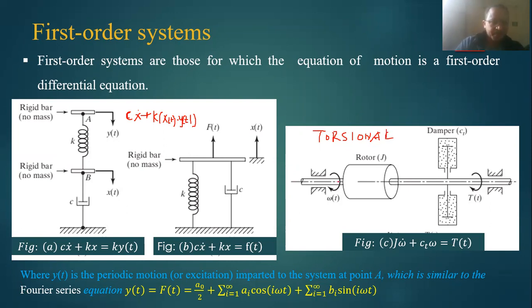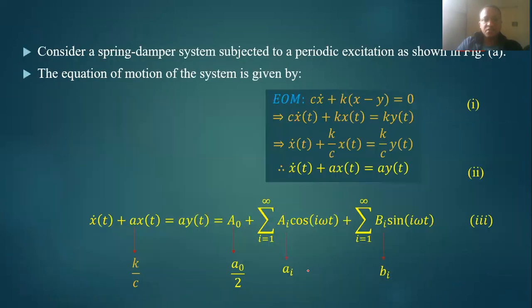Okay. So in this case, we have an equation which represents the Fourier series expression. Y of t is equal to f of t, that is the force, which is equal to a naught over 2 plus the summation of ai cos i omega t for i from 1 to infinity plus the summation of bi sin i omega t for i from 1 to infinity, that is f of t.